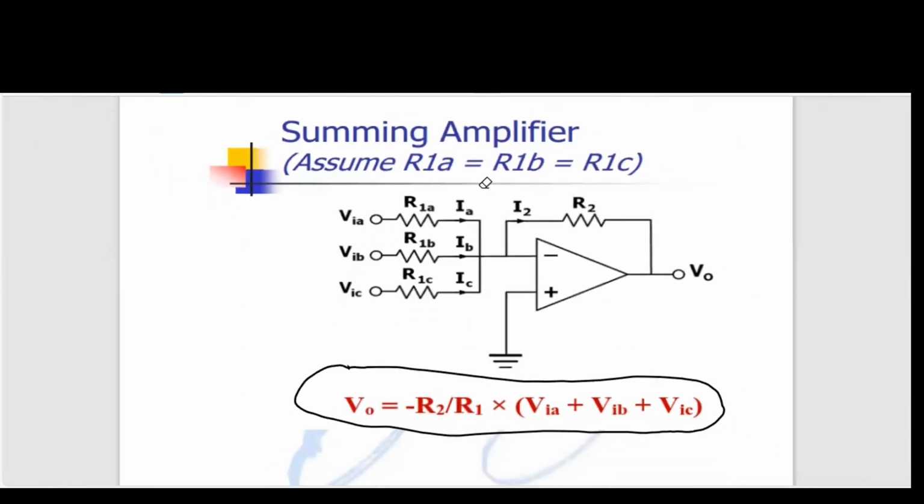And the last one is the summing amplifier. This one is the easiest because it's just inverting, which is minus R2 on R1, multiplied by the sum of all the voltages, because normally R1A, R1B, and R1C are the same. If they aren't, you have to do it separately. But normally they're the same.